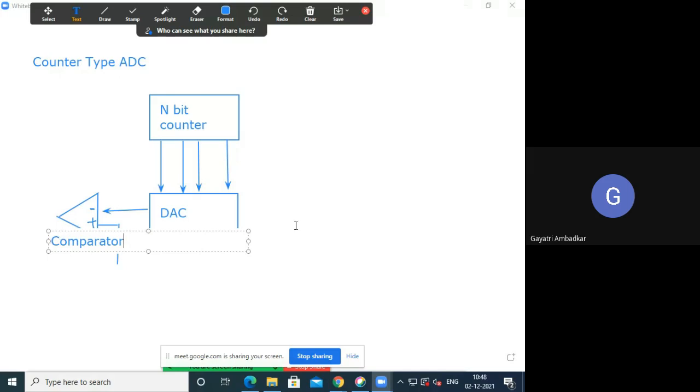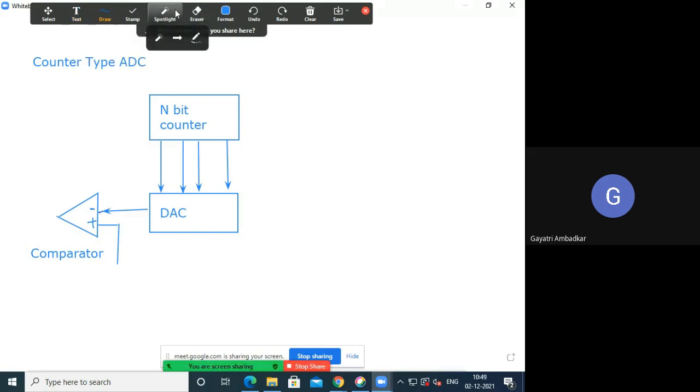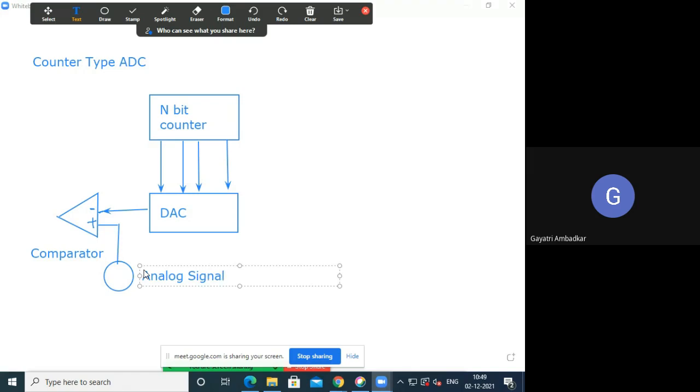This is a comparator. Where is this comparator getting one input from? It is receiving one input from DAC. The second input is your analog signal. So here it is receiving the analog signal, which we have to actually convert. This is your analog signal, which is given to the comparator.